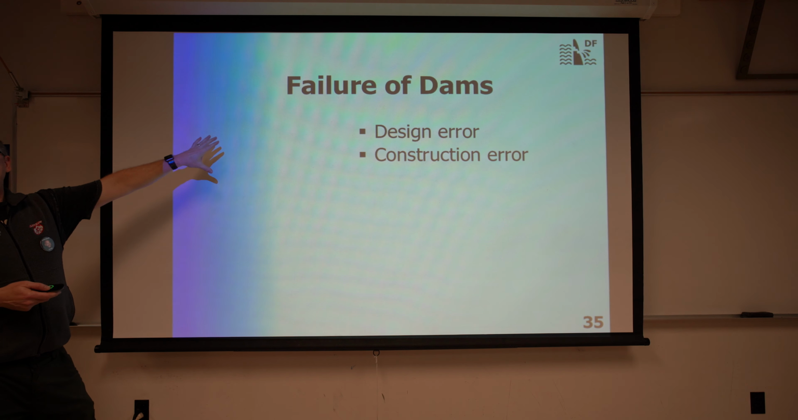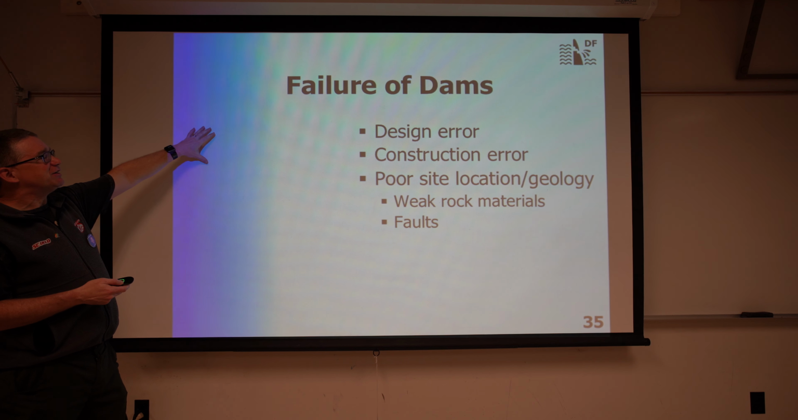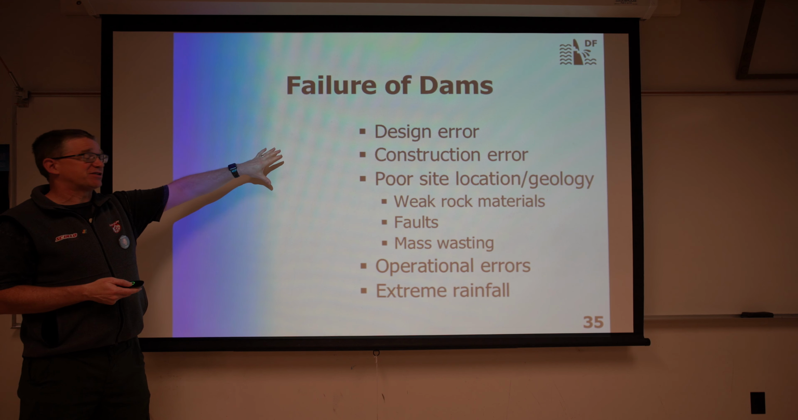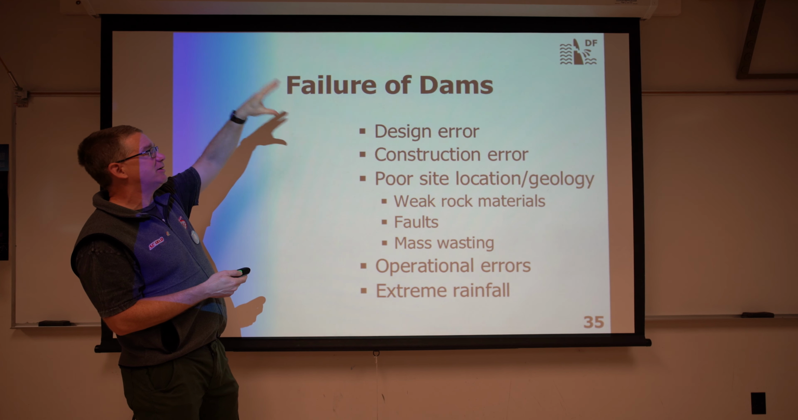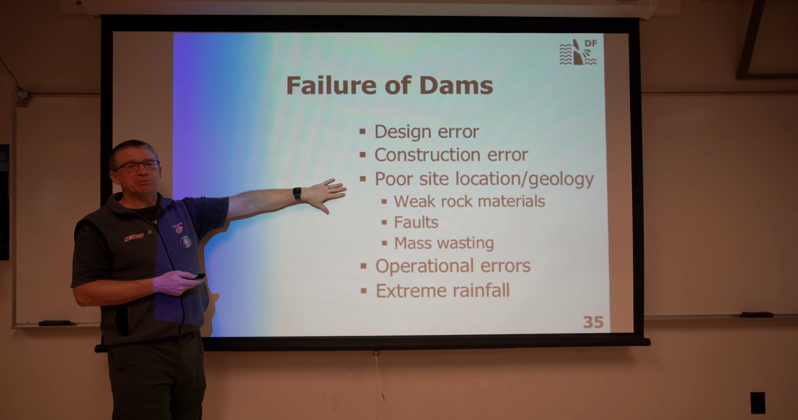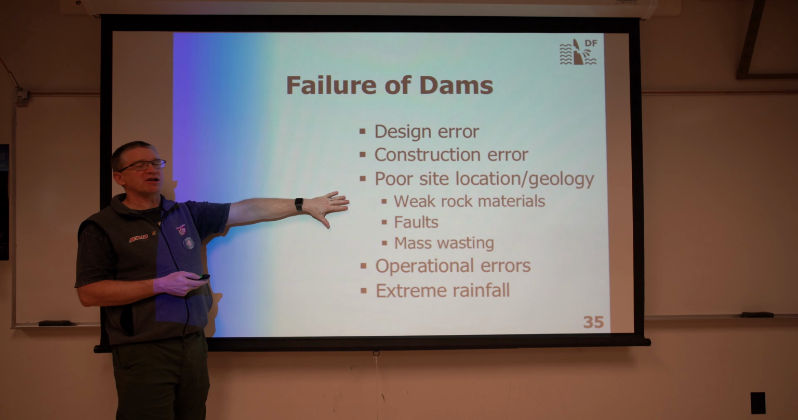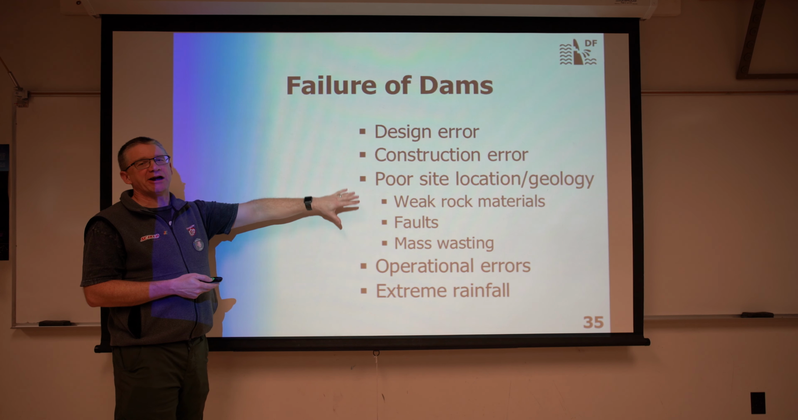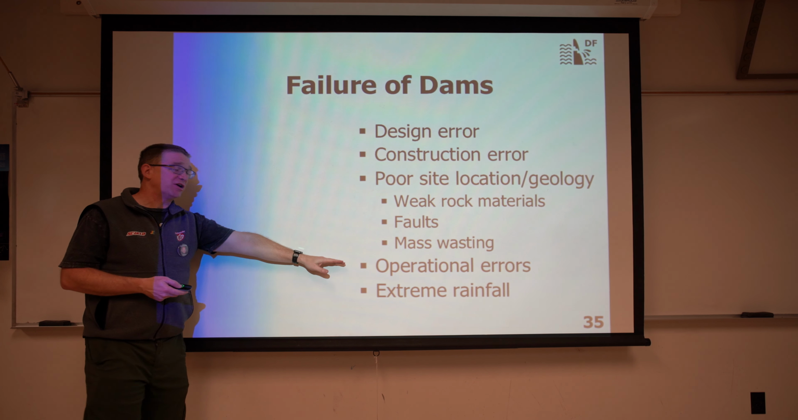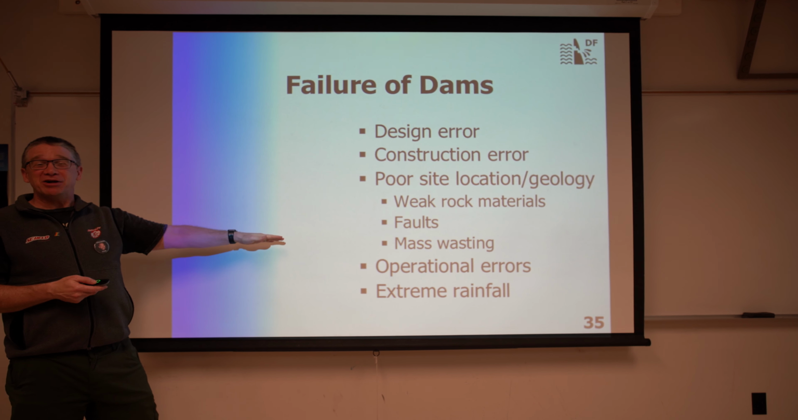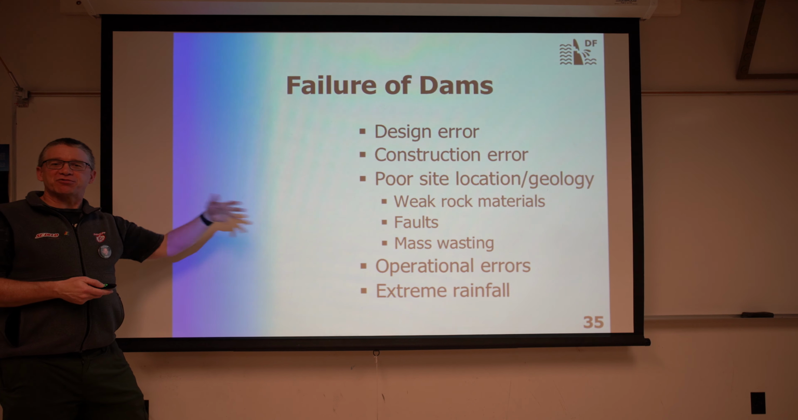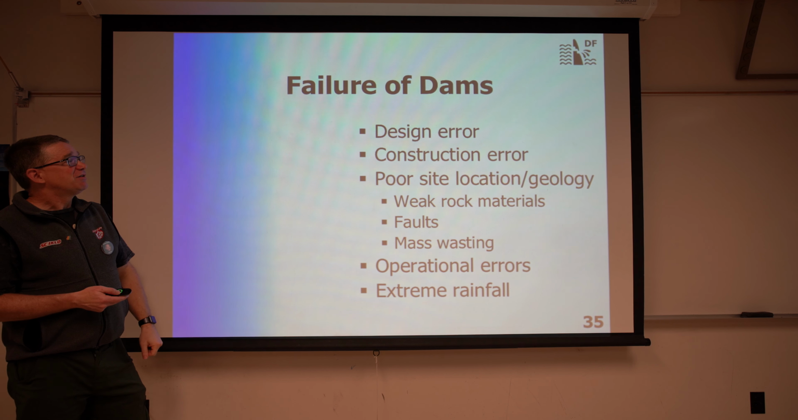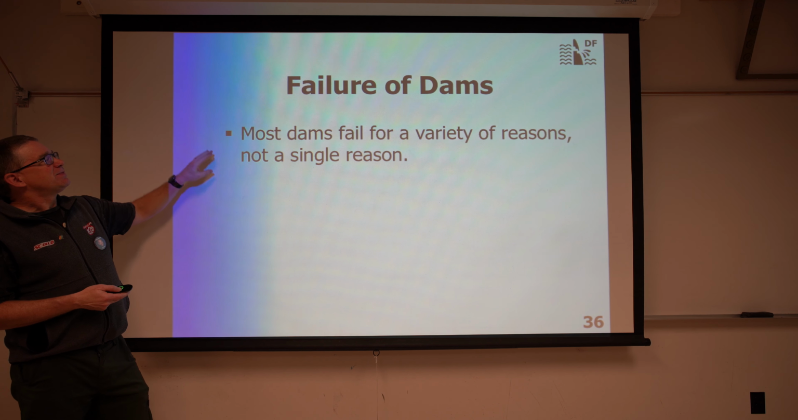All right, so the failure of dams. Dams fail for very different reasons. Sometimes it's dependent on the type of material that's being used, but design error, construction error, and poor location are big problems. The underlying geology isn't good, there are faults in the area, mass wasting can occur, or operational errors. Dams need to be operated. They can't just build one and walk away from it. Extreme rainfall is always that worst rainfall event that you don't anticipate. So they do fail for a variety of different reasons.